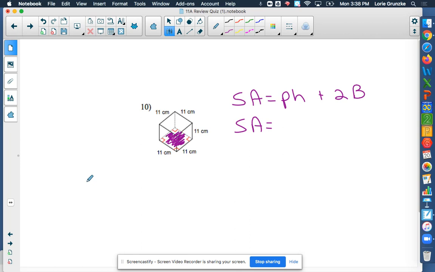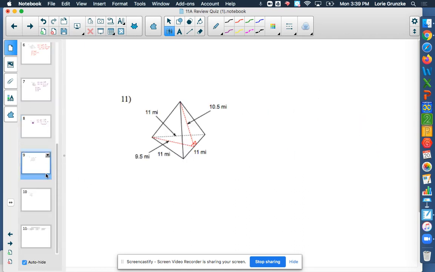So 11 times 4 is 44. The height is another 11. A 2 is a 2. Area of a base, 11 times 11 is 121. So on your calculator, you'd go 44 times 11. I get 484 plus 121 times 2 is 242. Your answer is 726 centimeters squared. It's nice to have one that just goes easy.